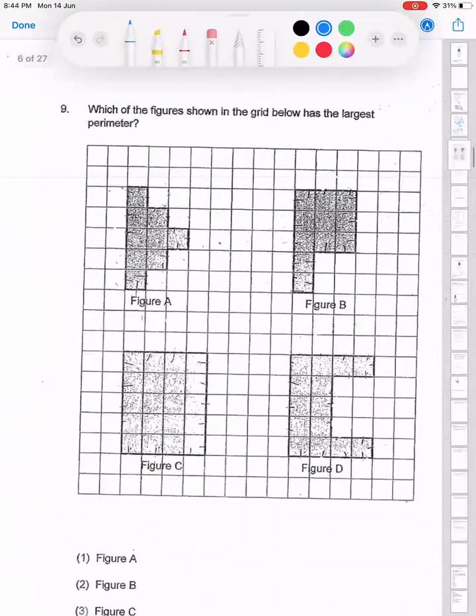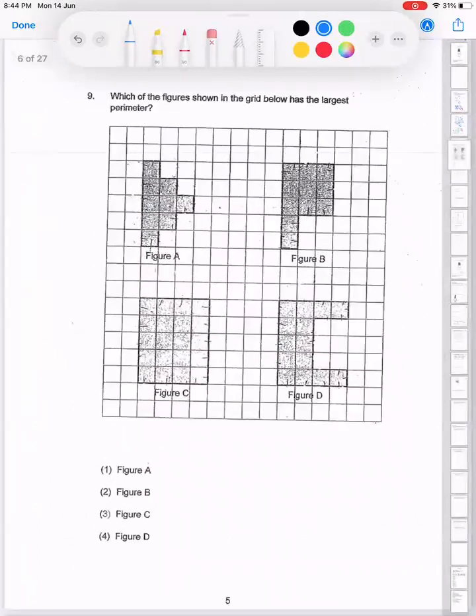Okay, for this question, they ask which of the following has the largest perimeter. So for this question, what you can do is you just count. So we know that 1 cube like this is 1 cm. So perimeter basically means you just need to find the outside of the shape, right? So we count 1, 2, 3, up to 16.